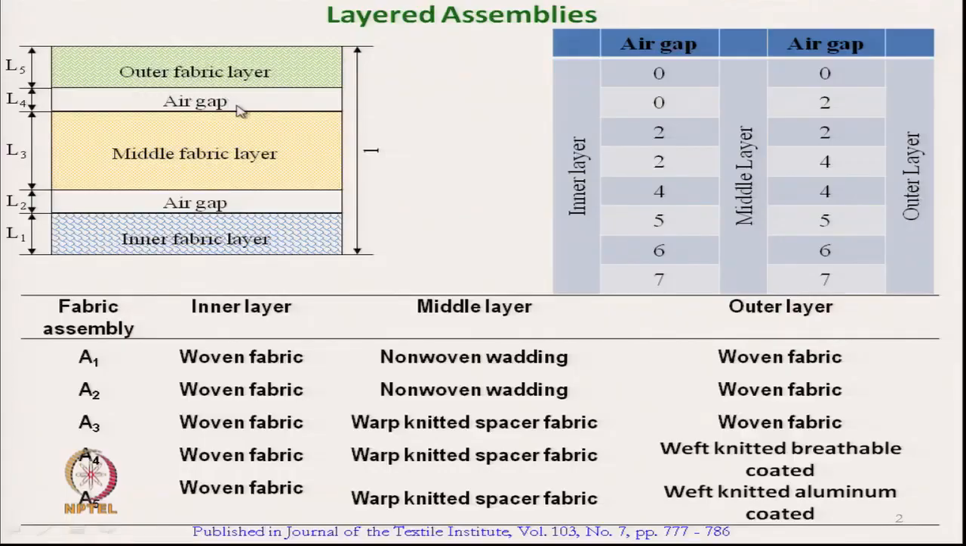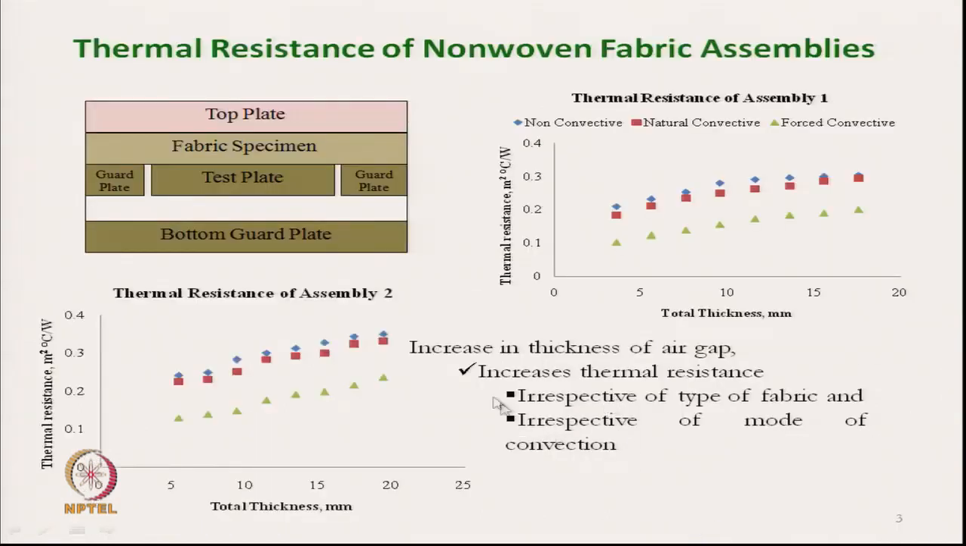So, in this study which we explained earlier, we have used three different layers and the thickness of the air gap is changed from 0 to 7 millimeter, and the testing is done in three convective modes: non convection, natural convection and forced convection. The inner layer is the same woven fabric. For the middle layer, two different types of non wovens and warp knitted spacer fabrics are used, and for the outer layer, a normal woven fabric and coated woven fabrics are used. And three different modes of convection are used in a sweating guarded hot plate.